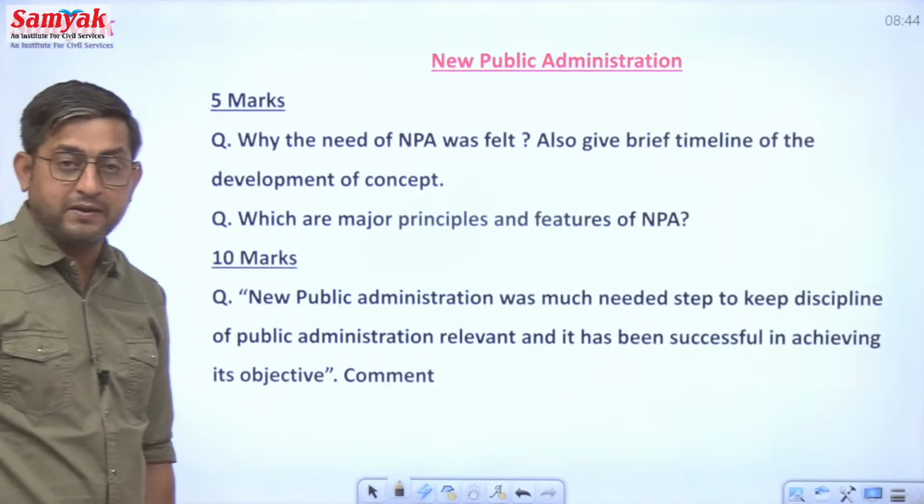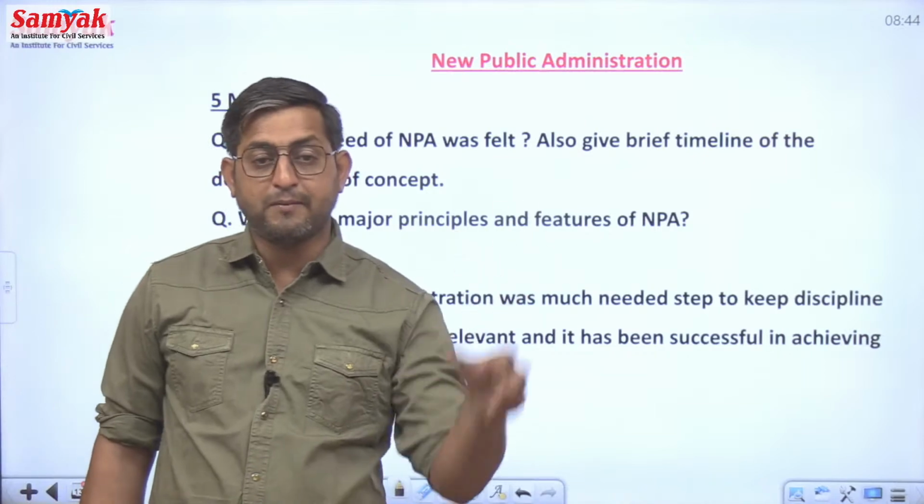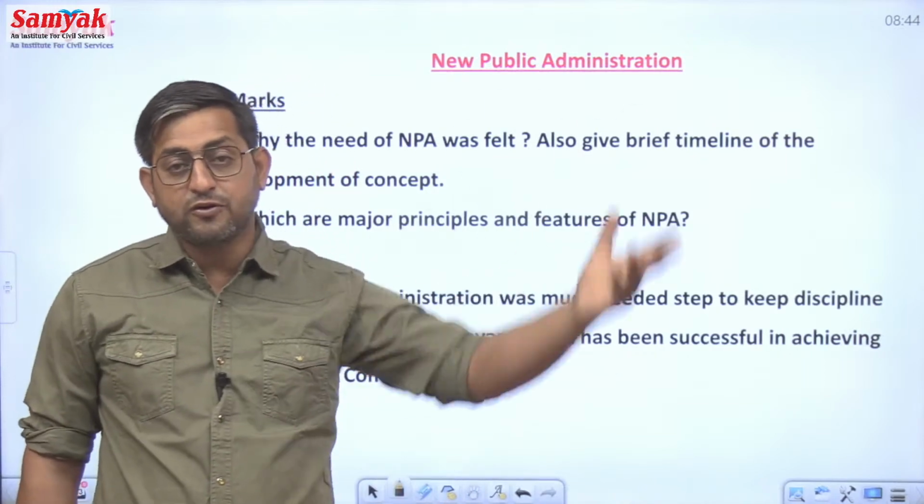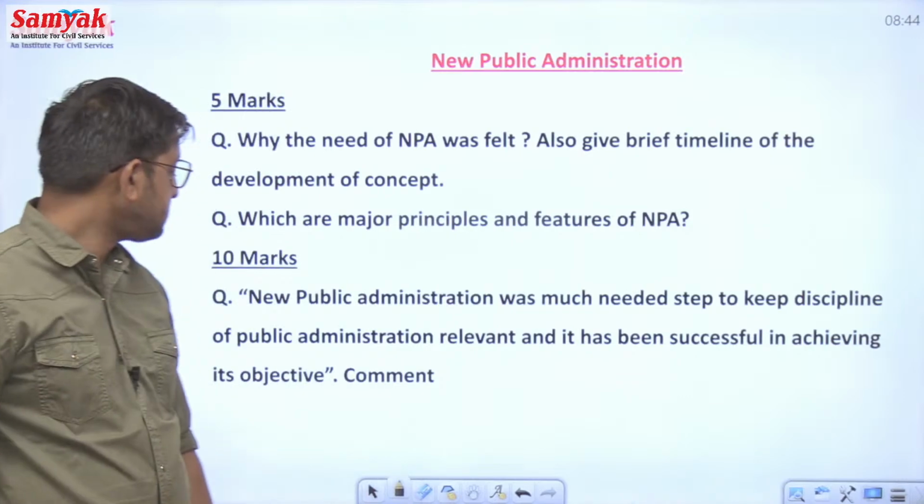principles and features of the NPA, overall NPA or a brief about NPA, how it is different from the regular administration.